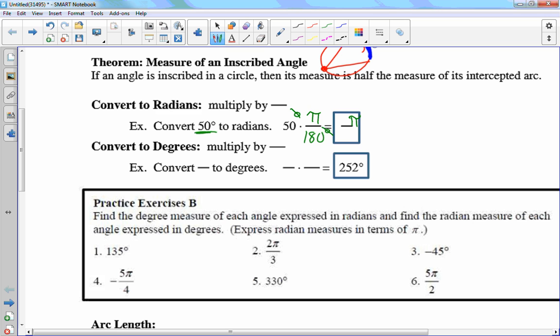All you have to do with your calculator is not type in the pi. With your calculator, type in 50 divided by 180, and we're going to simplify it. We don't want the decimal.